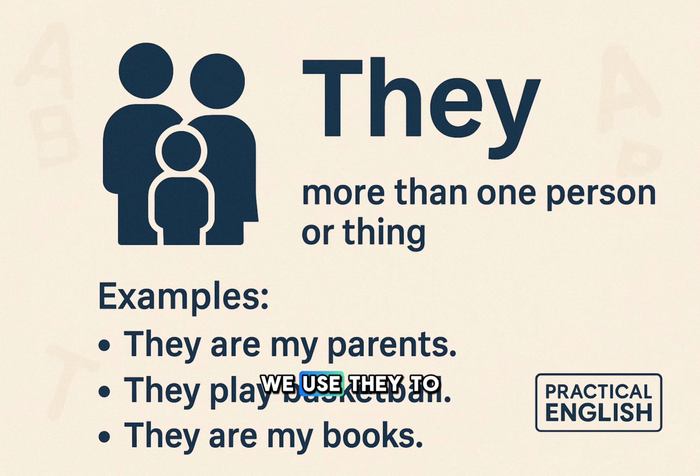And finally, they. We use they to talk about more than one person or thing. For example, my parents are teachers. They work at a school. Or, the books are on the table. They are very interesting. And with they, the verb does not change like with he or she. We say, they like football, not they likes football.